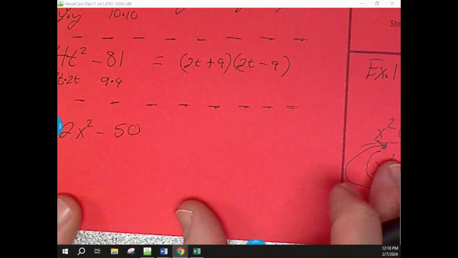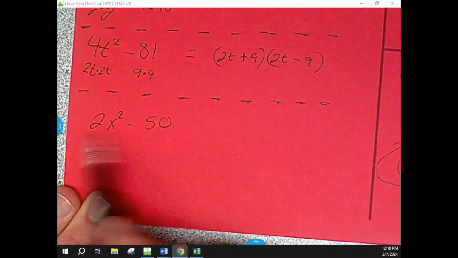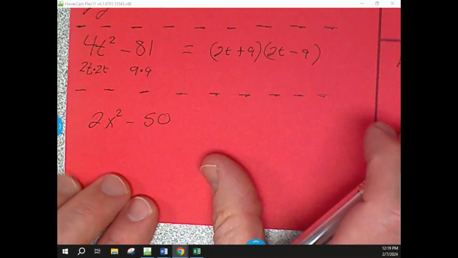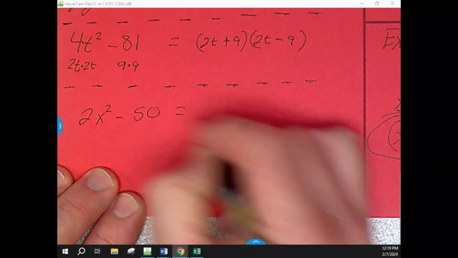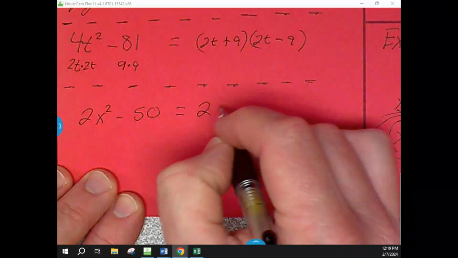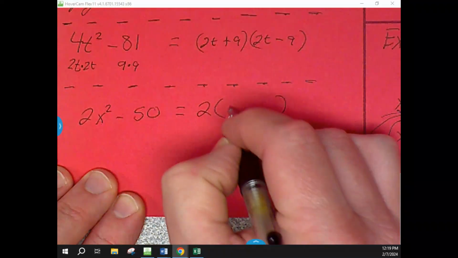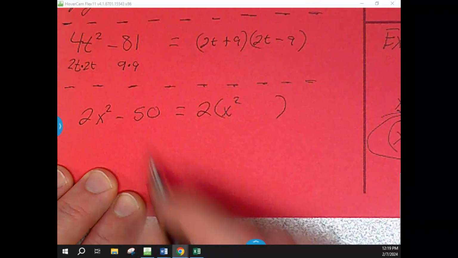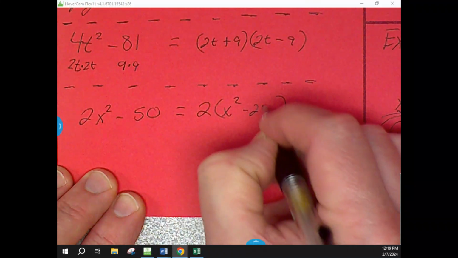So here's what you got to do. If it's not a perfect square root, they're both even numbers, right? 2 and 50. So you could divide them both by 2. So we divide them both. We're going to take out a greatest common factor of 2. If we divide them both by 2, that'll make that x squared. And then 50 divided by 2 is 25.